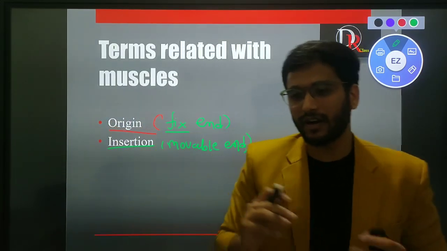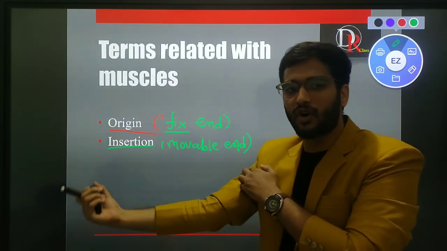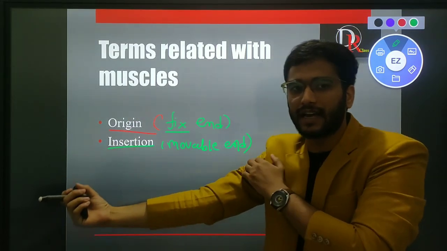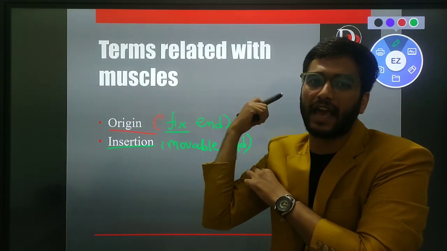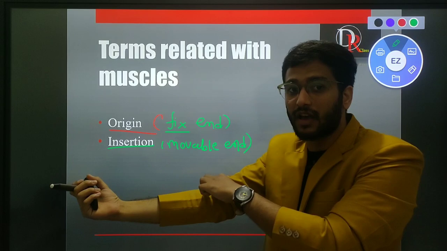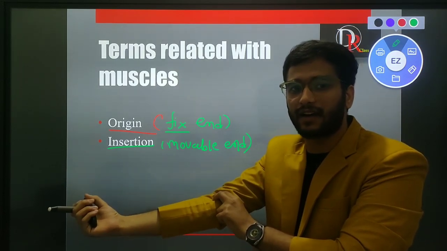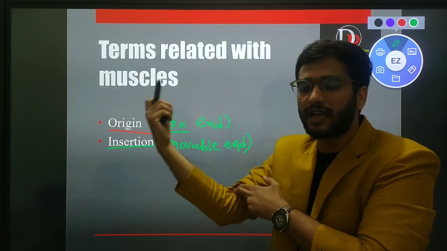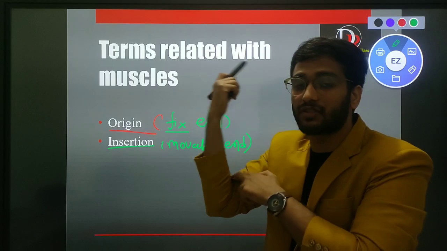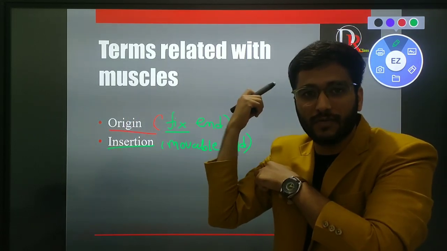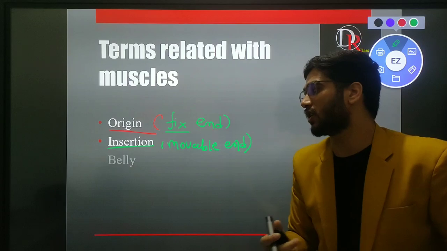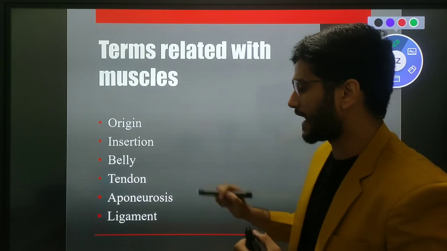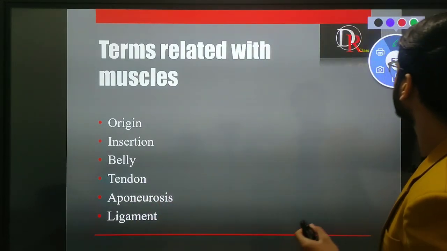Let me introduce this. If you perform the flexion of the arm, flexion of the elbow, what happens? You can feel here that this is the end where you cannot find any kind of movement. But if you deep palpate this tendon, what happens? When you move the arm, this tendon and the muscle go upward. So this end is the origin of the muscle, and this end is the insertion of the muscle. Now let's see the belly, tendon, aponeurosis and ligament. These are the general terminologies.